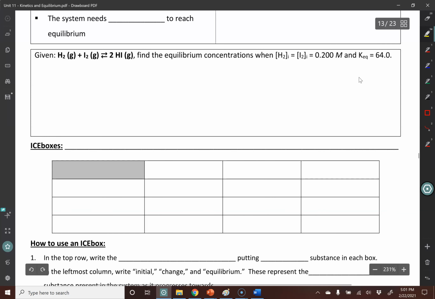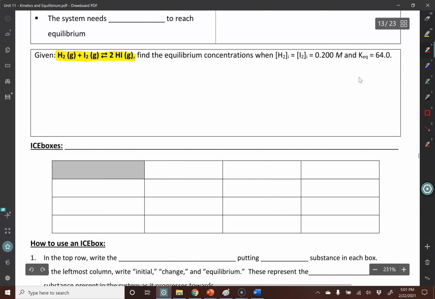So we're given this equation. We've got hydrogen and iodine reacting to form hydrogen iodide. We're asked to find the equilibrium concentrations when the initial concentration, that's what that little subscript of I means, of H2 is equal to the initial concentration of I2, and it is 0.2 molar, and we know what the Keq is. We definitely can't plug in the way we just did with the problem with ammonia. We have initial concentrations, not equilibrium concentrations. And we also don't know the equilibrium concentration of hydrogen iodide. So this is definitely a more complicated problem.